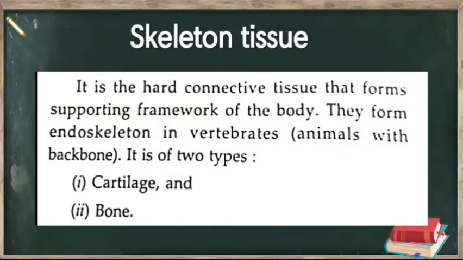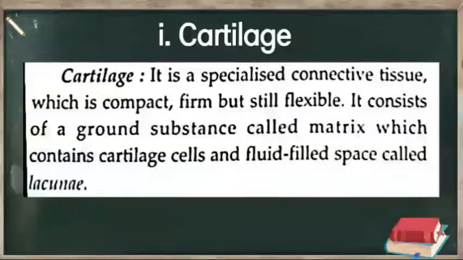Skeleton tissue. It is hard connective tissue that forms the supporting framework of our body. They form the endoskeleton in vertebrates. It is of two types, cartilage and bone. Talking about cartilage, cartilage is a specialized connective tissue which is compact, firm, but flexible. It consists of a ground substance called matrix, which contains cartilage cells and fluid-filled spaces called lacunae.